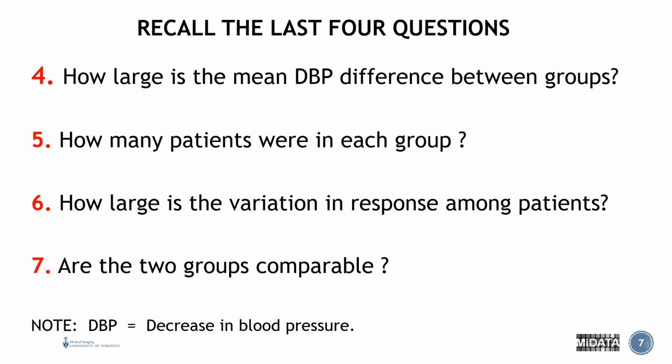Okay, let's move on to the last 4 questions. Now let's just recall them. How large is the mean diastolic blood pressure difference between groups? So now we're asking, how big is the difference? How big is the signal? How many patients were in each group? This is a sample size question that we need to address, which we're just beginning to do when discussing the t-test. How large is the variation in response among patients? This is the variability within the data set that we need to be concerned with. And finally, are the 2 groups comparable?